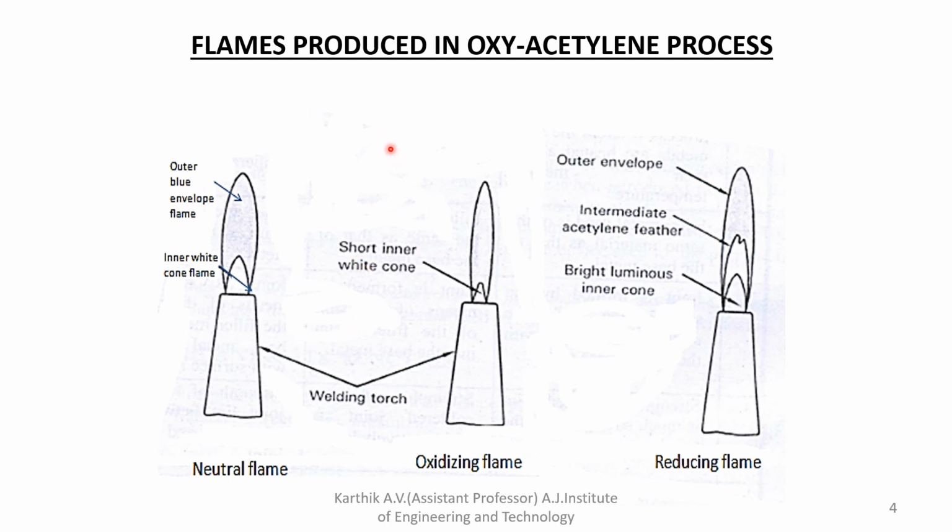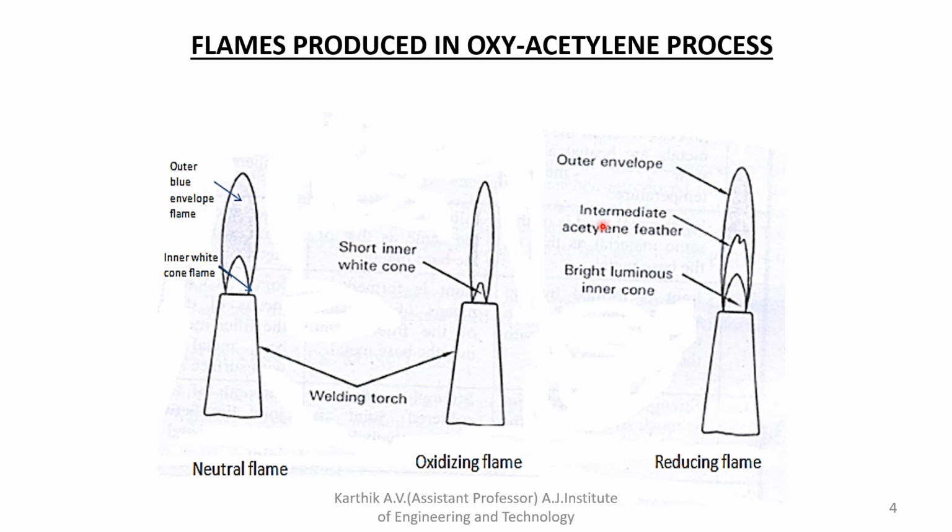Okay, so in the neutral flame you can get around 3200 degrees Celsius. Why? Because the oxygen as well as acetylene percentage remain the same, so you can get 3200 degrees Celsius. In the oxidizing flame you can achieve 3400 degrees Celsius. So more amount of heat will be generated with the help of this oxidizing flame, around 3400 degrees Celsius.